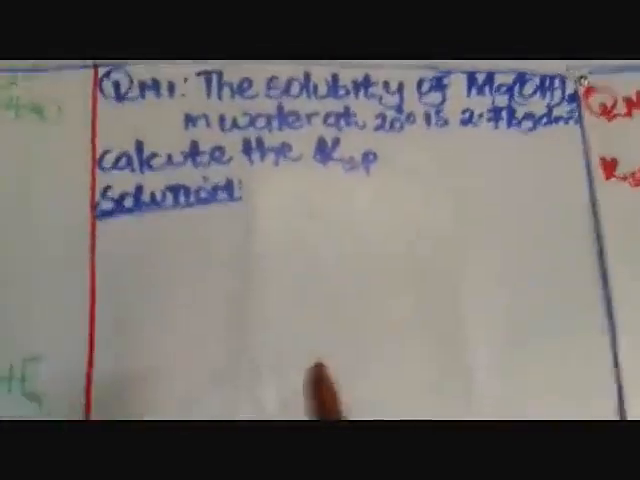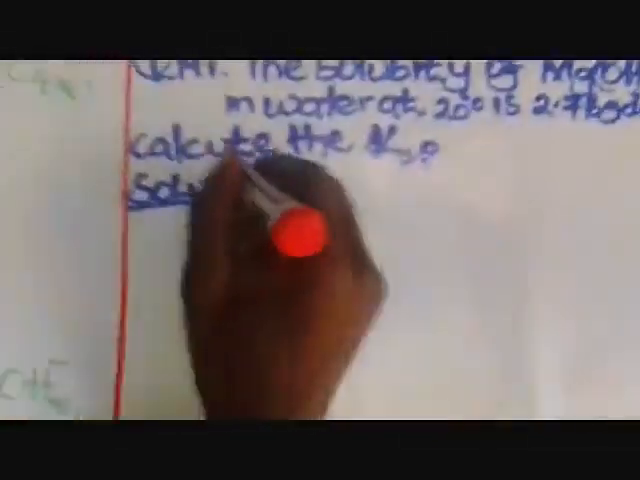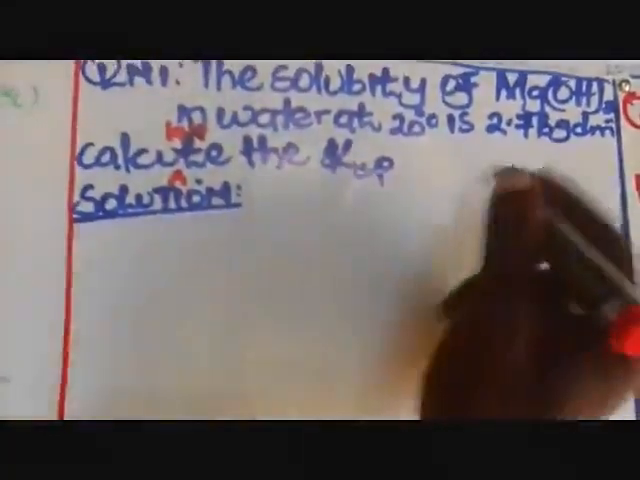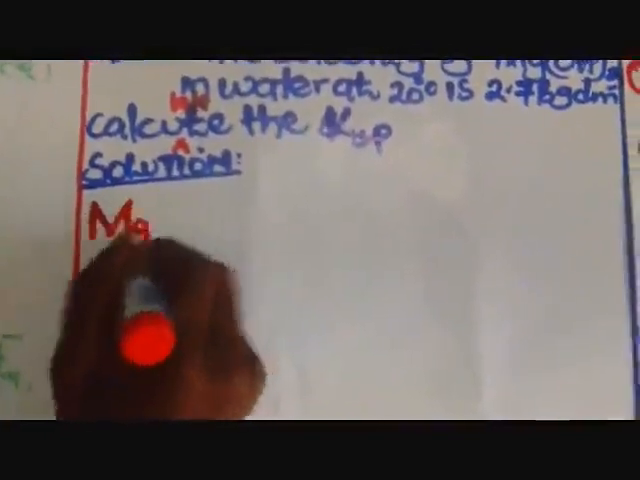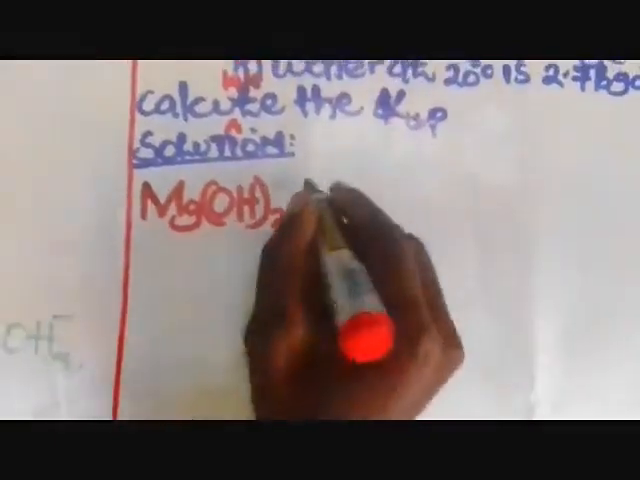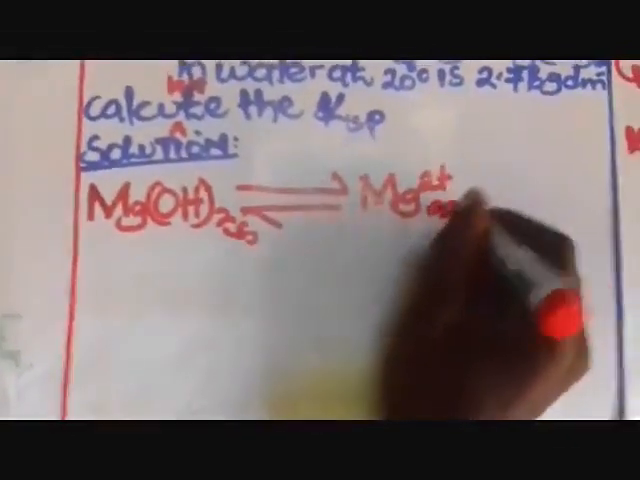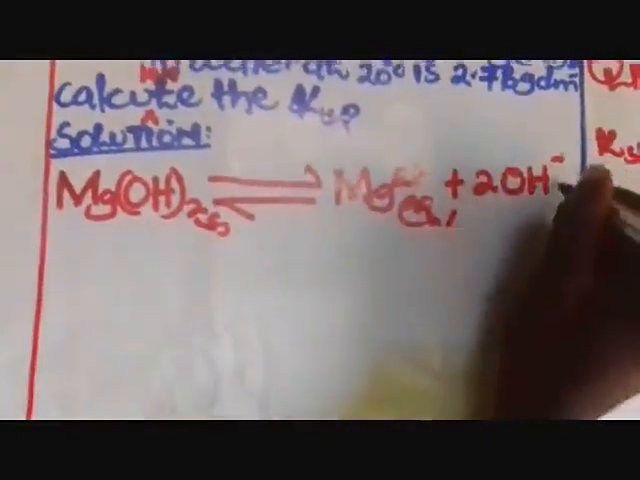Now let us try to work out this one. How can we calculate Ksp? Remember our topic is calculating Ksp. When approaching this question, my friends, we are going to begin by writing the equation of the reaction. That is magnesium hydroxide, which is solid, then reversible symbols to form magnesium ions plus the hydroxyl ions. But we see there are 2 hydroxyl ions.